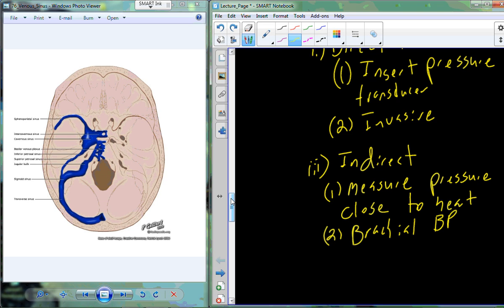Now, this is close to the heart. Why do we do it here? Because we're relatively close to the heart. 110 over 70 is considered a normal blood pressure here at the brachial artery. The pressures are actually going to be significantly higher inside of the heart. But we're using the estimate of 110 over 70 or whatever it may be to say, okay, if it's 110 over 70 here, then I'm expecting pressures in the heart to be normal. If it's 200 over 70, then we may have an issue that the heart is actually working at a much, much higher pressure.